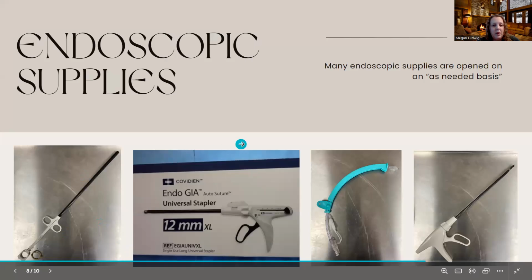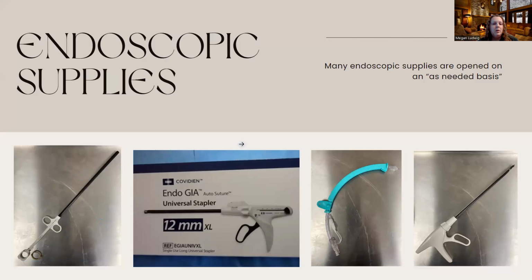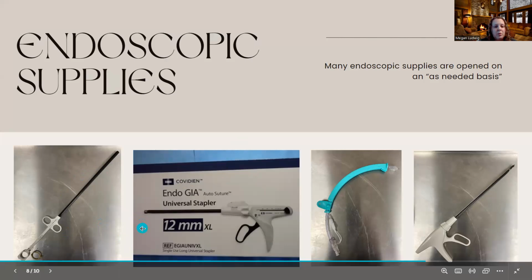Now the second one here is called an Endo GIA. GIA is usually a gastric anastomosis type of stapler. The refills are typically separate. There are different sizes of refills that go on the end of this. It's not pictured because you need to get the right size staple that the surgeon wants.